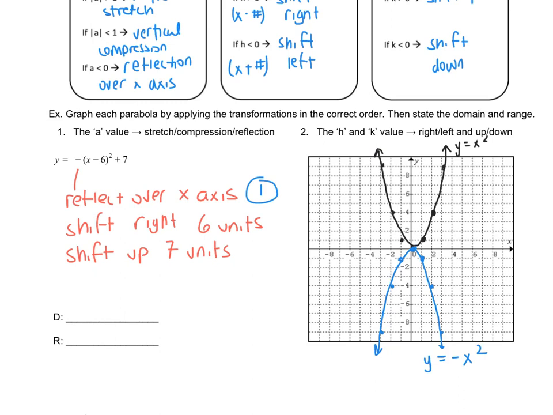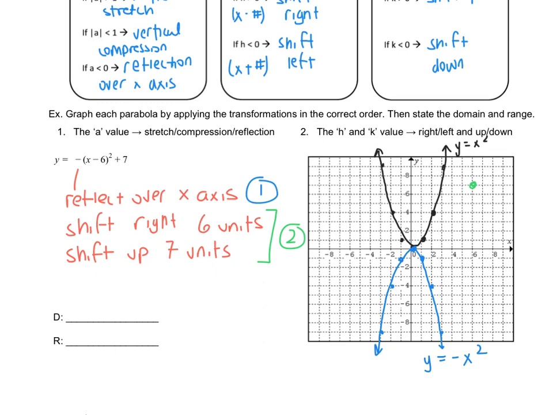If you want to do it in 2 steps, you can. So by that I mean you can shift this blue parabola to the right 6 units, draw it, and then shift up 7 units. But I think it's a little more efficient to do it all at once. But again, your choice. So I'm going to do this in one step. I'm going to start with my vertex. I'm going to move right 6: 1, 2, 3, 4, 5, 6. And then up 7: 1, 2, 3, 4, 5, 6, 7. And that takes me here.